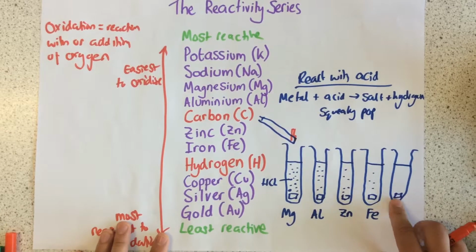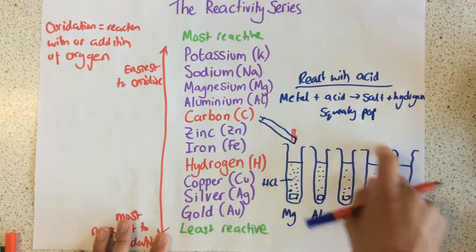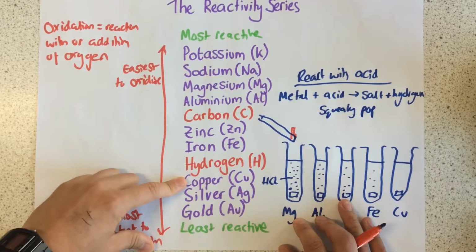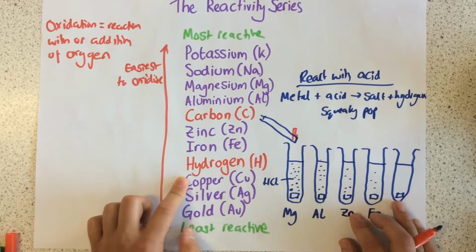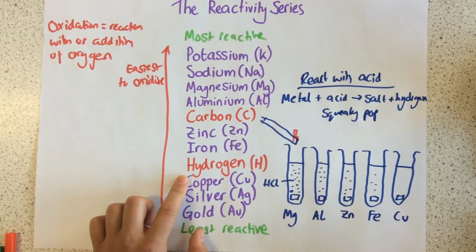The reason why copper does not react with hydrochloric acid is because if we have a look at the reactivity series, copper is below hydrogen. So as a result, it does not react with hydrochloric acid.